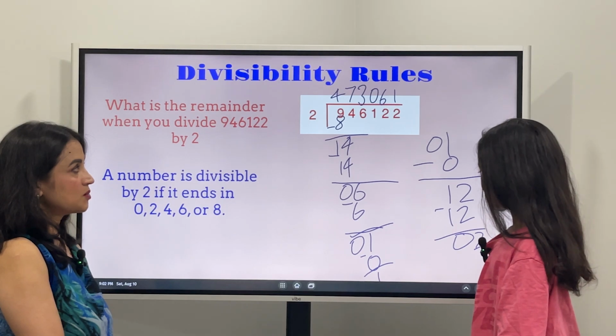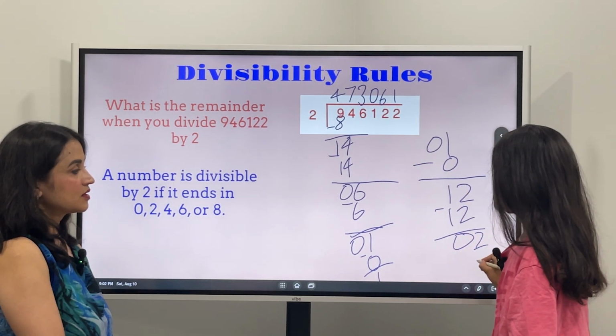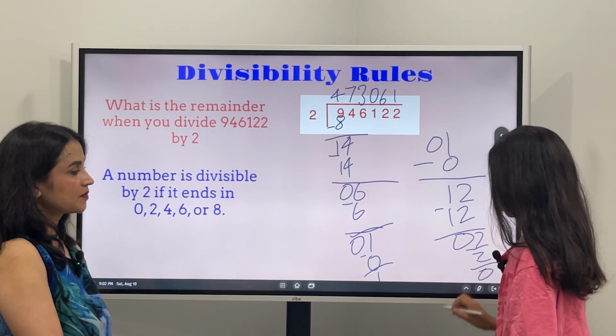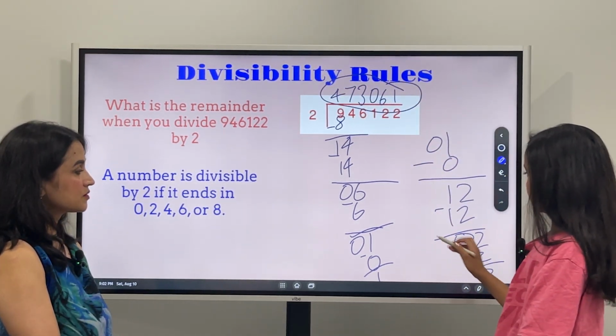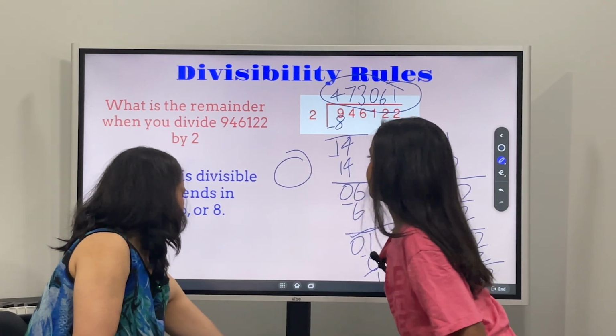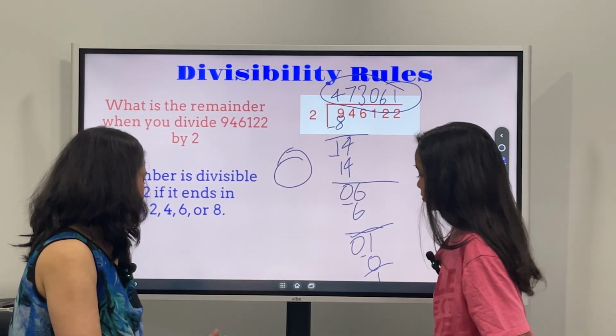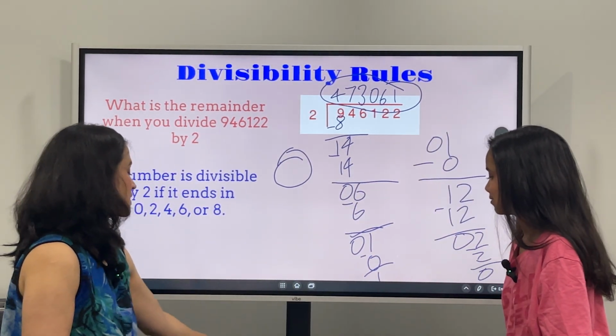So 2 times 1 is 2. Then you subtract it, and you get 0. So this is your answer, and this 0 is your remainder. Write it down here so you will remember that. Let's see if you're right.